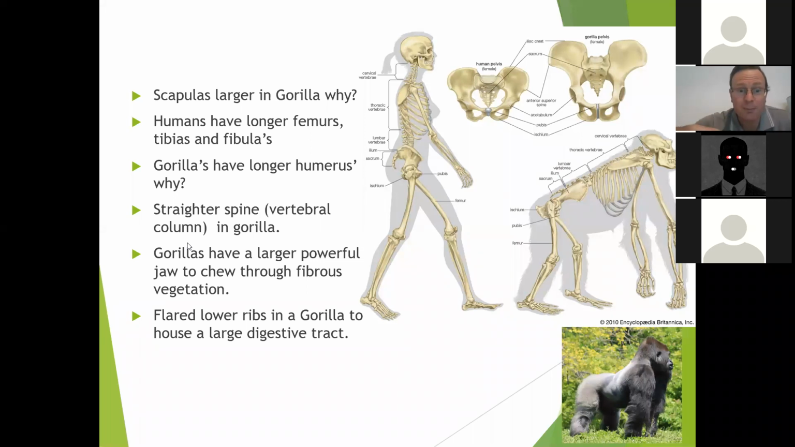Gorillas have a much larger, powerful jaw, this mandible, to help them chew, and then the lower ribs on a gorilla are much more flared because they've got a much longer digestive tract to break through all this very fibrous food that they take in. So there.